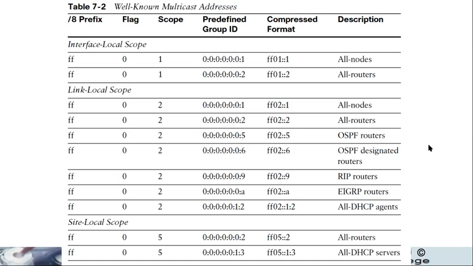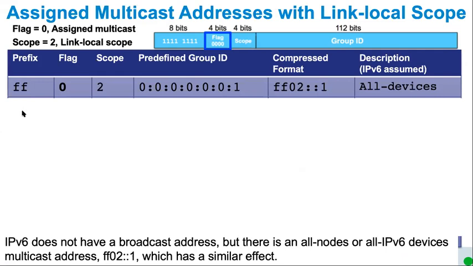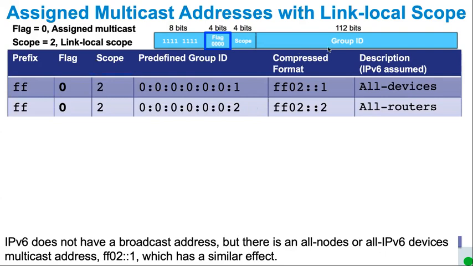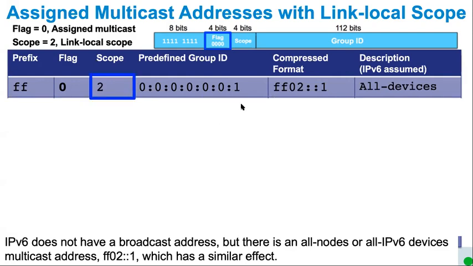We're going to take a look at it a little differently. All right, so our prefix is FF. Our flag is 0, because they're assigned multicast. And the scope is 2, link local scope. The group ID, or these last 64 bits, is really what we're concerned about. But let me back up here.